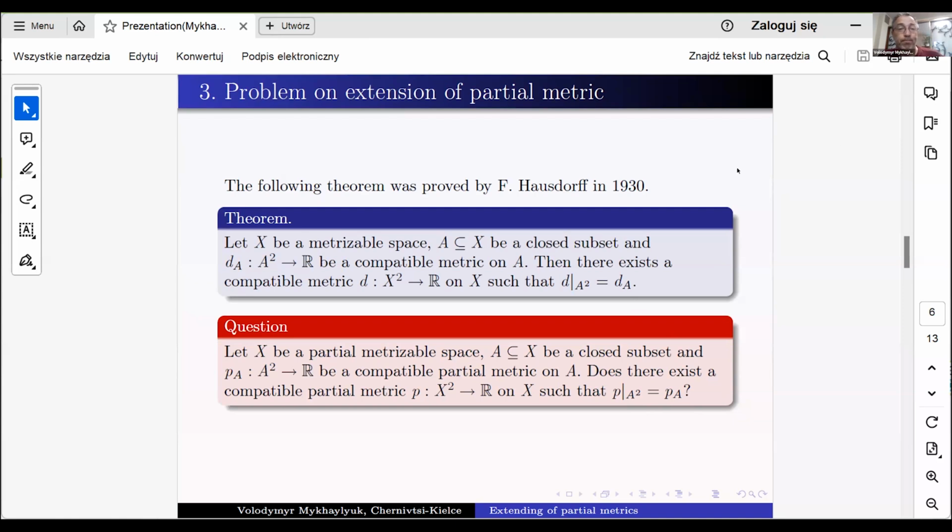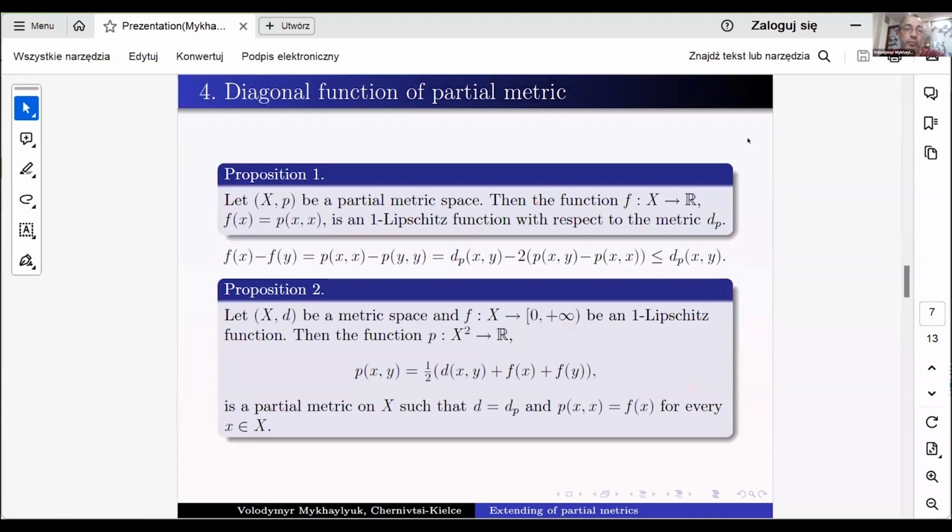For investigating properties of partial metric, the function P of x plays an important role. In particular, for this problem of extension of partial metric, we need the following two propositions. They have not difficult proofs. The first proposition says that if we have a partial metric on X, the diagonal function P of x is a one-Lipschitz function with respect to the corresponding metric GP. Recall that this metric is equal to the sum of dq and dq minus 1 conjugate.